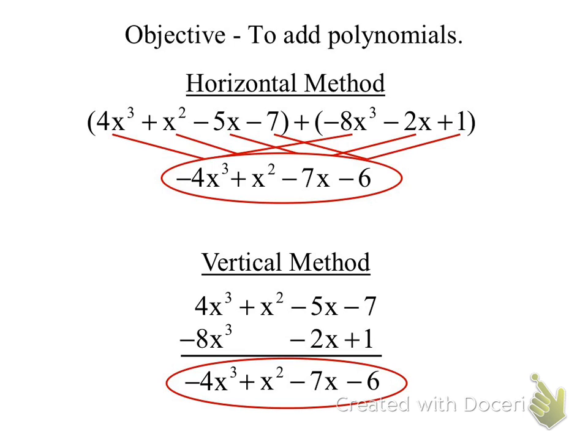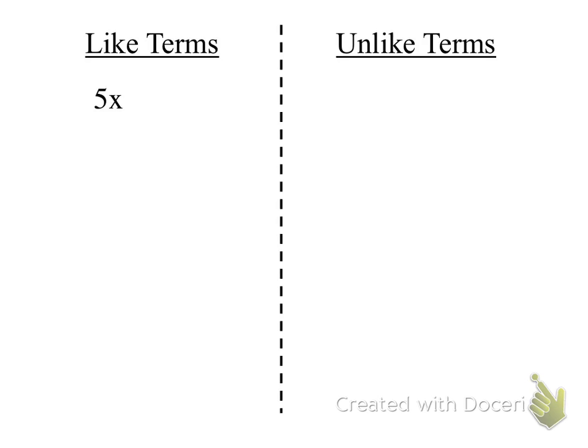All right, so let's talk about really quickly like terms and unlike terms. Remember, base and exponent have to be the same. So 5x and negative 4x are like terms, but 5x and y are not. 3m squared, negative 3m squared, and m squared are like terms, but negative 3x and 4 are not. I get a lot of people adding at the end and wanting to make that 7x. Okay?